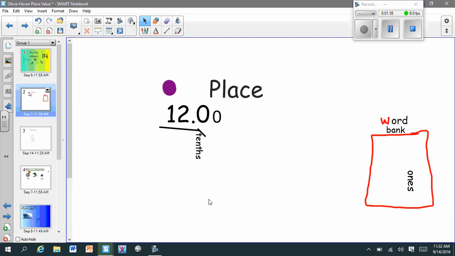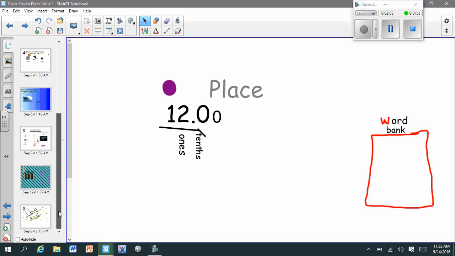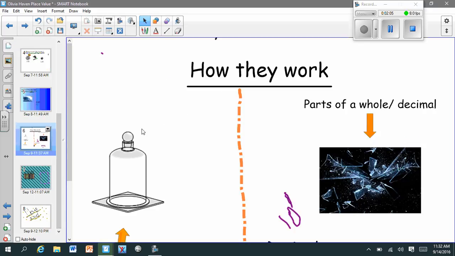You can use the splash zone, which I'm going to talk about in a minute. But ones, I hope you know, does not have a "th". So tenths, hundredths, and thousandths all have a "th" attached to them. There is not the same thing for ones. So let's go over to the next slide and let's talk about how the decimal works.